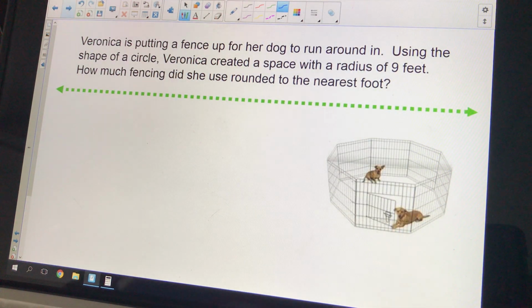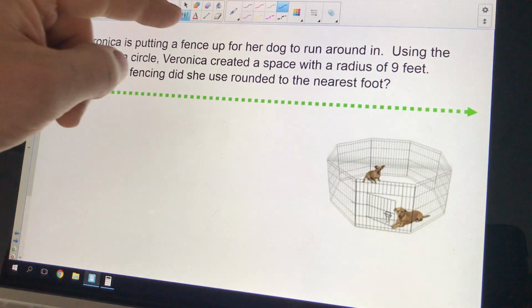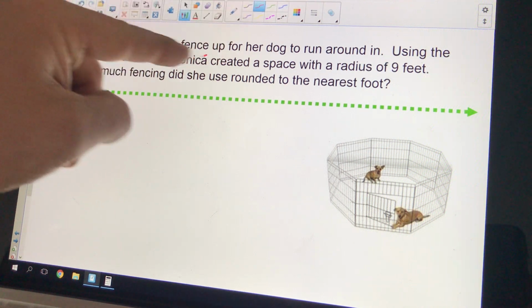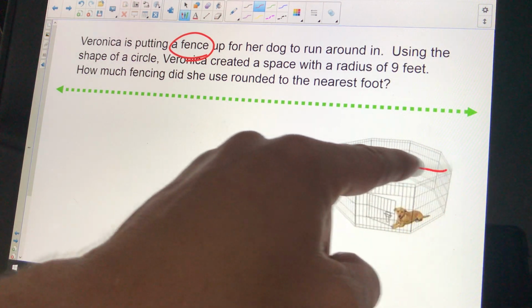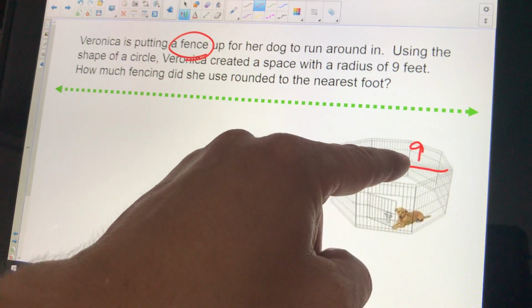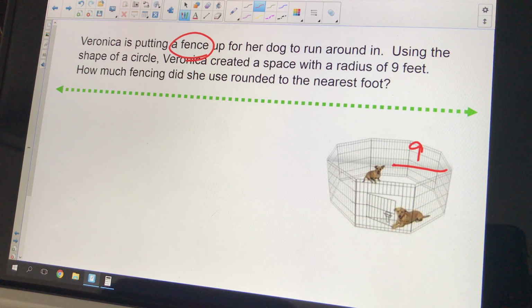Okay, Veronica is putting up a fence for her dog to run around in. Using the shape of a circle, Veronica created a space with a radius of 9 feet. Just going to draw a little line here. The radius is 9 feet. How much fencing did she use rounded to the nearest foot?